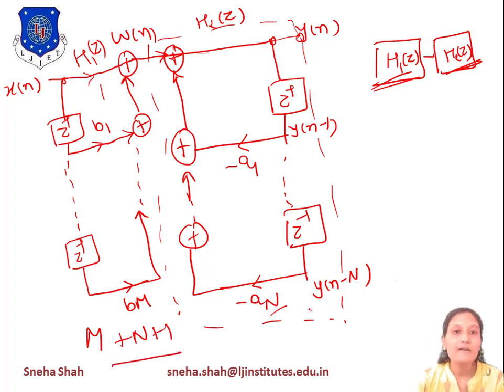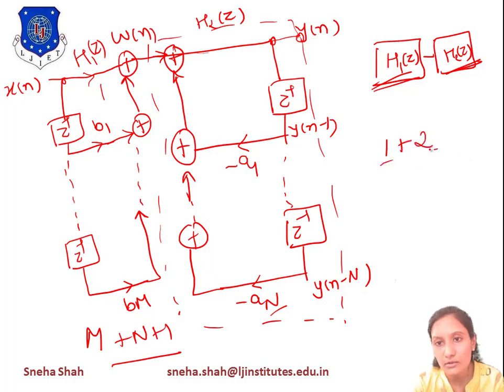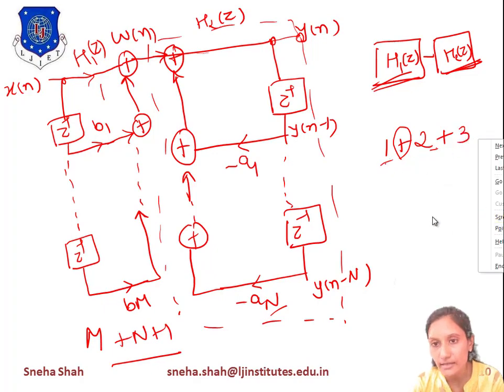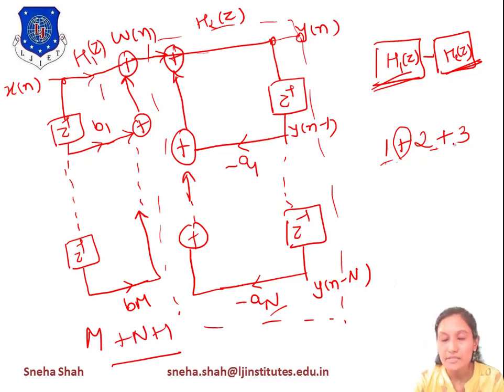Now how many adders should there be? Suppose you want to add 1 plus 2. To add two numbers, we have to use only one adder. Suppose we add 1 plus 2 plus 3, meaning three different numbers, then we will use two adders, right? So the number of terms minus 1 is the number of adders required. So the number of adders will be M plus N.